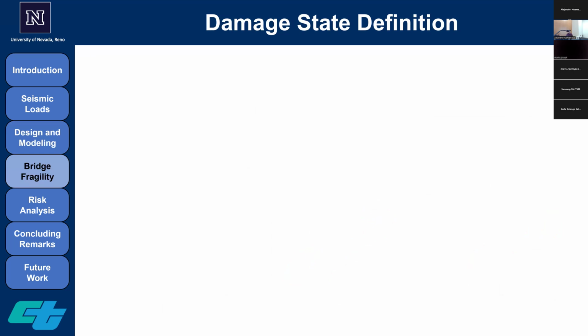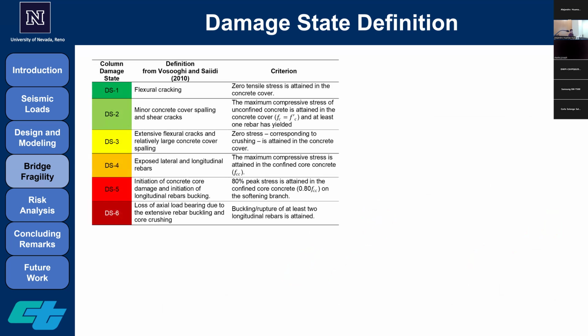And we need to find a way to classify the damage that we see in a bridge. The way we do it is by using a system called damage state. The one that you see here is a six-step damage state that is widely used by Caltrans. It was generated in 2010 by Usuki and Saidi here at UNR. And if you want to categorize it, it goes through three main categories.